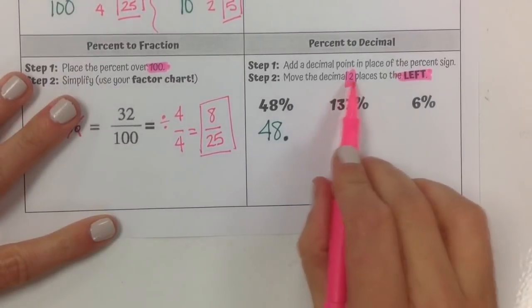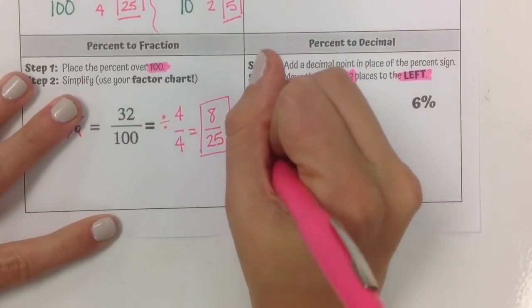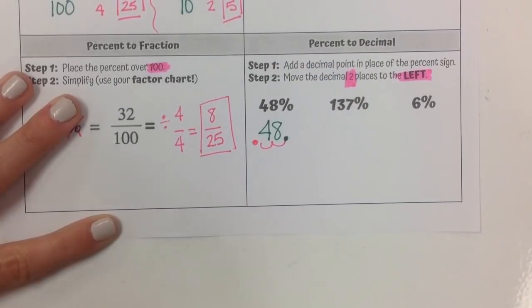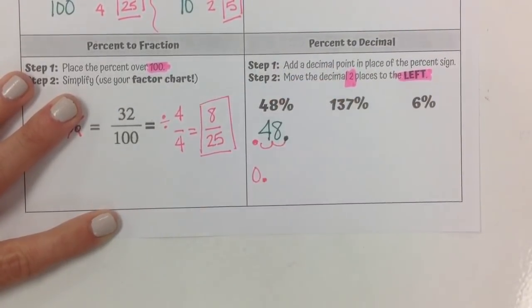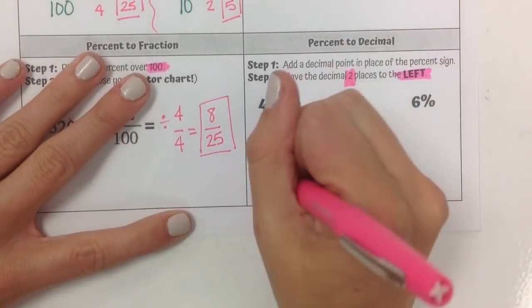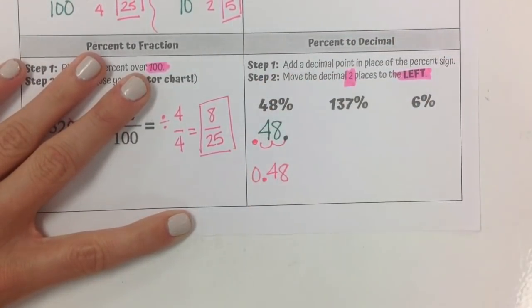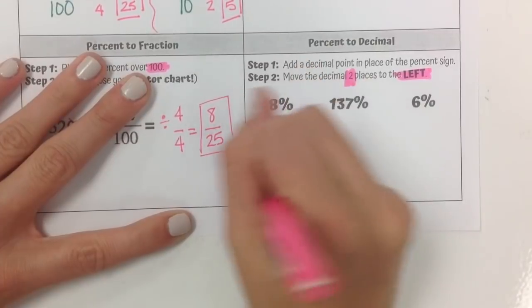Now I'm moving my decimal 2 places to the left, once, twice. So my new decimal is on the left here, which I'm going to put a 0 in front of to write it properly, gives me the decimal of 0.48 or 48 hundredths.